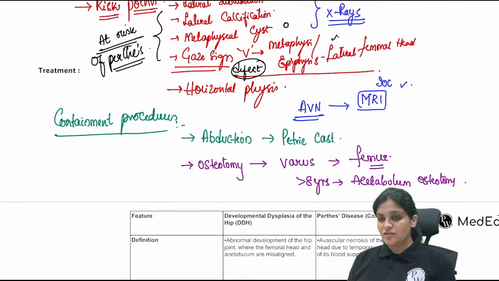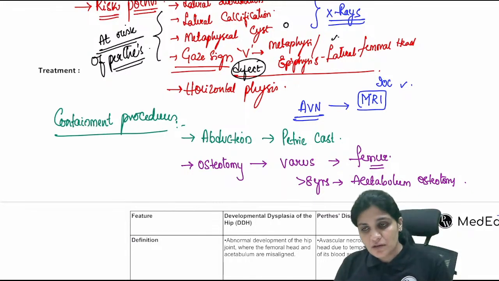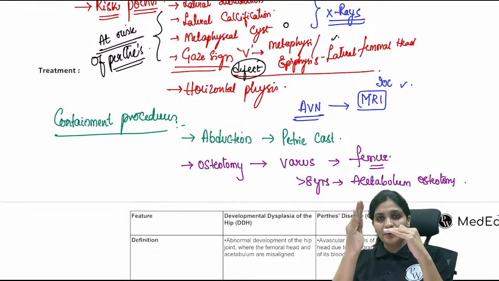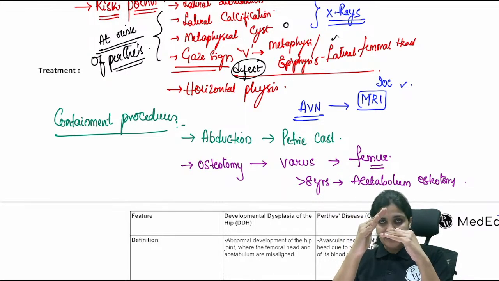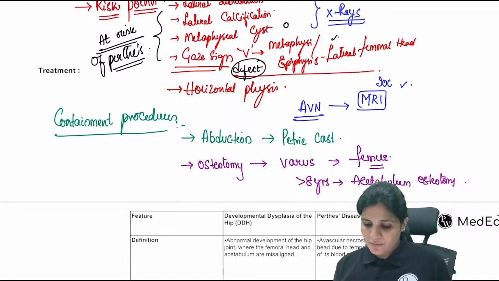So 4 to 8 years of age, you can go for a femur varus osteotomy. Again, what is a varus osteotomy? You cut the femur at the level and then you put the head into varus position like this, right? So this is valgus position and this is varus position, right? So you cut the head and put it into varus so that it will sit in the acetabulum. So that is your varus osteotomy of the femur.